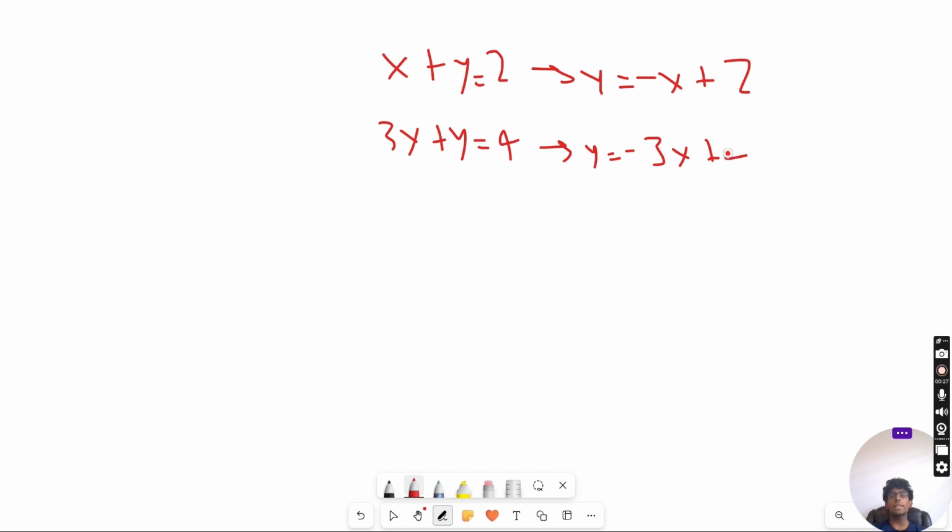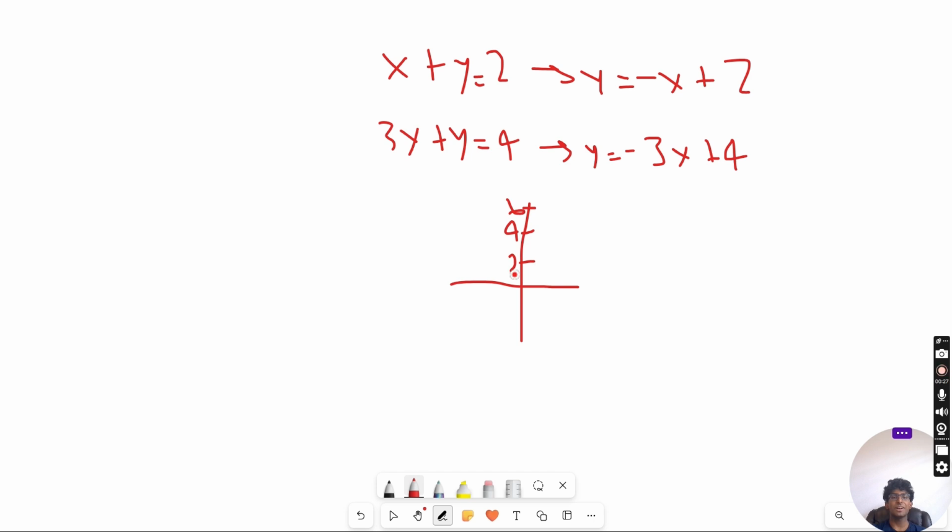So in case you don't know y equals mx plus b form, this is your slope. So slope here is negative 1. You can imagine there's a 1 there. And negative 3. And this is your y-intercept, 2 and 4 for the respective equations. So if we were to graph this, and I apologize, it's not going to be perfect, but let's say we have 2, 4, 6.